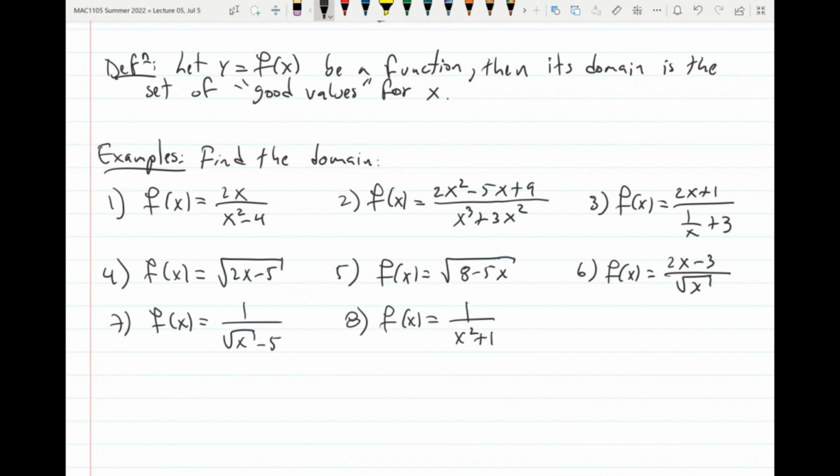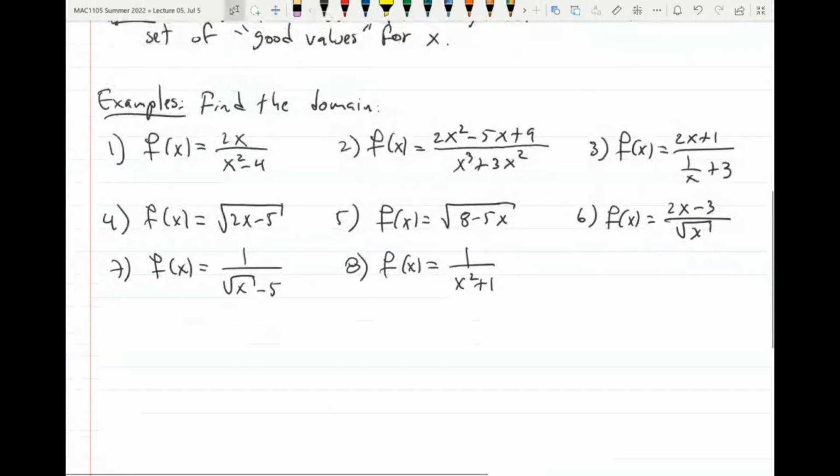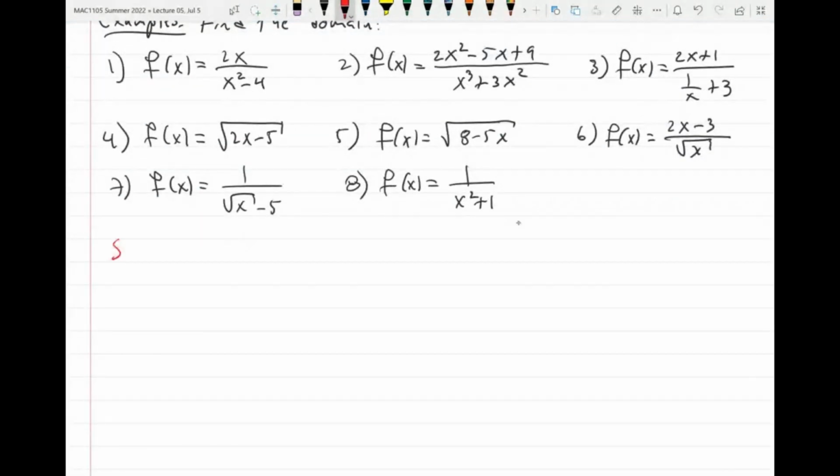Okay, so here we have 8 functions. Our job is to determine the domain of these functions, okay? Remember, domain stands for what are the good values for the variable. So let's tackle this one at a time. For example, I'm going to do number 1, then I'm going to let you do number 2, then we discuss number 3 together, okay, and so on. All right, so solution.